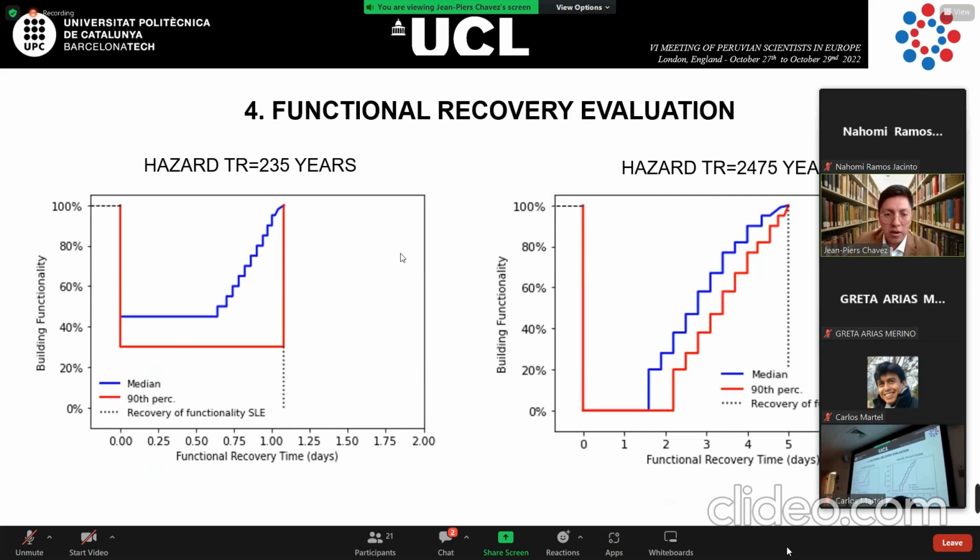This is the principal curve for the functional recovery evaluation. In this slide, you can see the peak on the left is the return period of 235 years. So if I use, for example, the common or occasional earthquake, after the earthquake I need maybe 1 day, 0.5 hours to recover the activities. In contrast, if I use the return period of 2,475 years, I need 5 days for recovery activity.